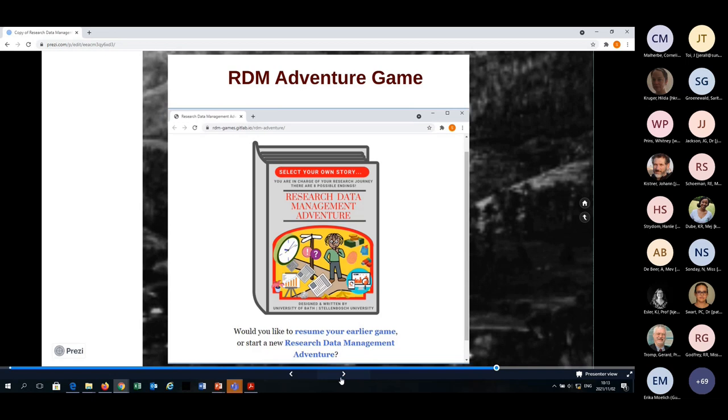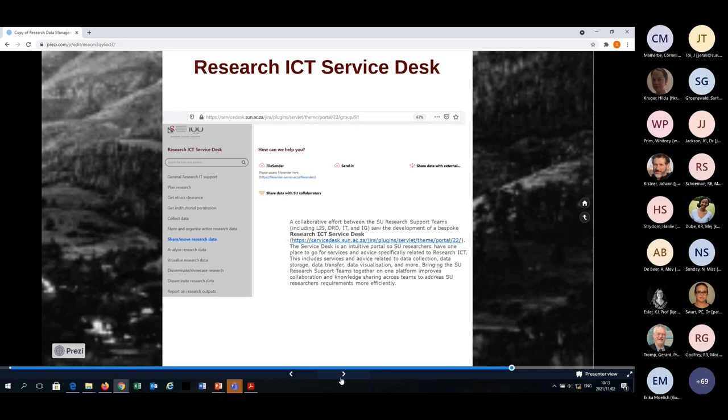And then earlier this year, I believe in March as well, the Research ICT Service Desk was launched, and the library participated in this as well. This has led to an increase in traffic in terms of queries related to research data management, particularly with regards to data management planning. And this really showed us that there is a core need for research data services at the university. So this desk has been really, really useful in that regard.